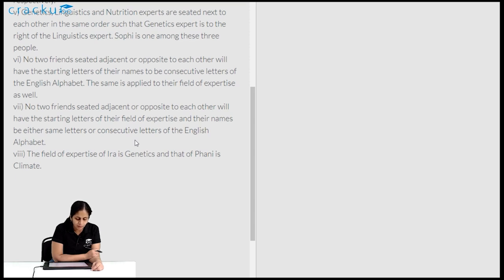No two friends seated adjacent or opposite to each other will have the starting letters of their name be consecutive letters of the English alphabet. The same is applied to their field of expertise as well. No two friends seated adjacent or opposite to each other will have the starting letters of their field of expertise and their names be either same letters or consecutive letters of the English alphabet. The field of expertise of Ira is genetics and that of Pani is climate. Okay, so this information is given to us.